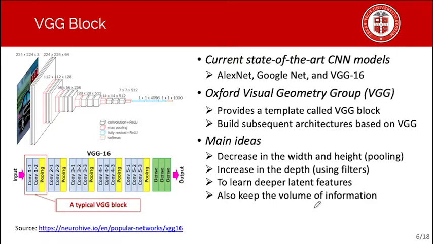The main idea of VGG blocks is that when you decrease the spatial size of the pictures using pooling, you need to first increase the depth of those pictures using filters, so that you learn deeper latent features, and you are also able to keep the volume of information, because when you reduce the width and height, you need to increase the volume.